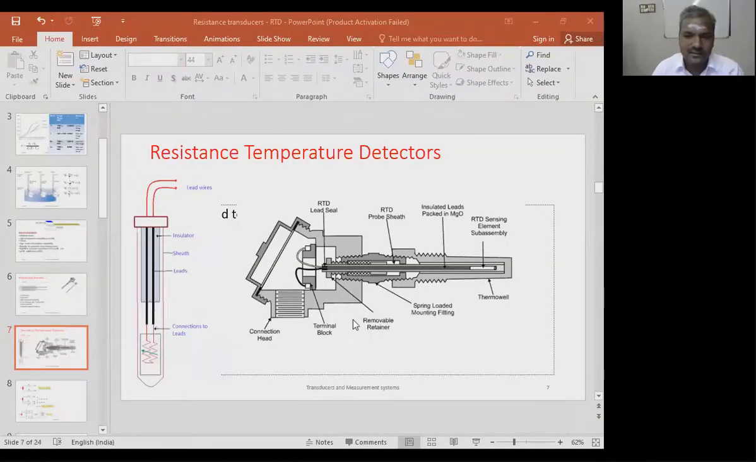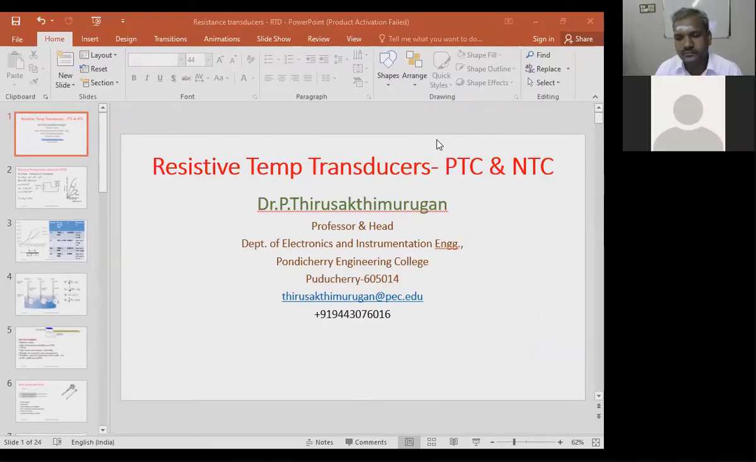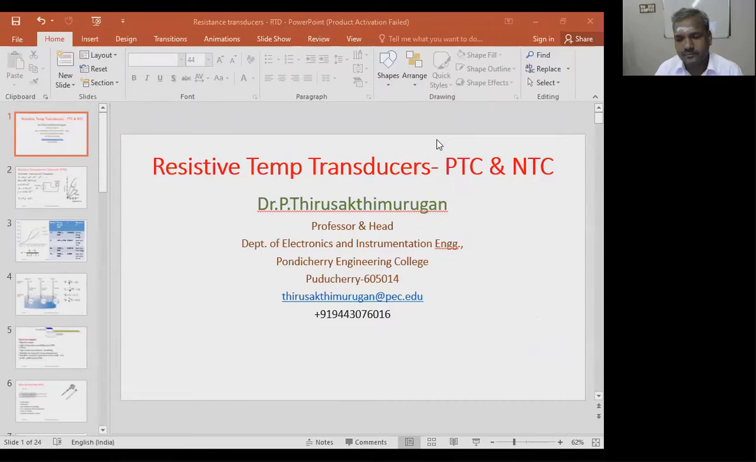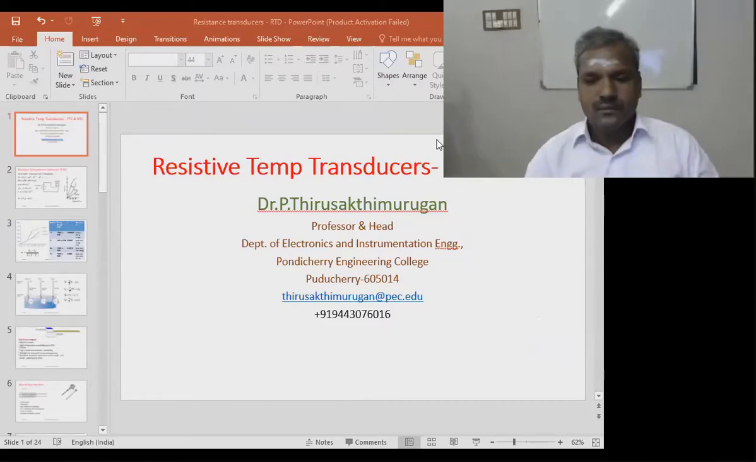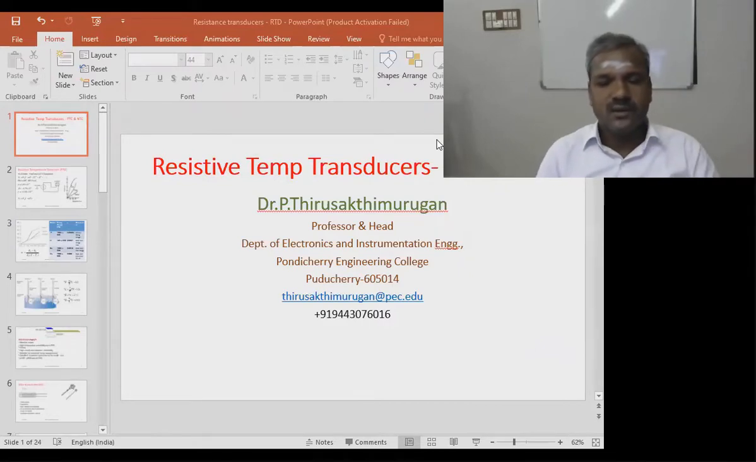First one is RTD. Second one is thermistor. Okay, you already studied about the RTD and the thermistor. You studied the characteristics of these two transducers in your transducer and measurements lab.